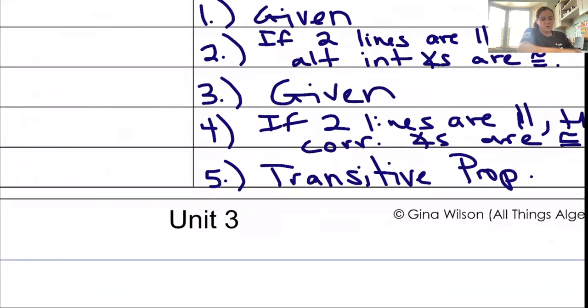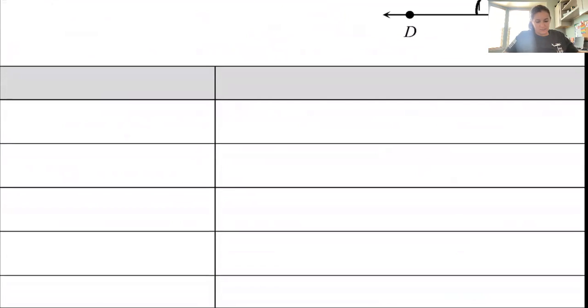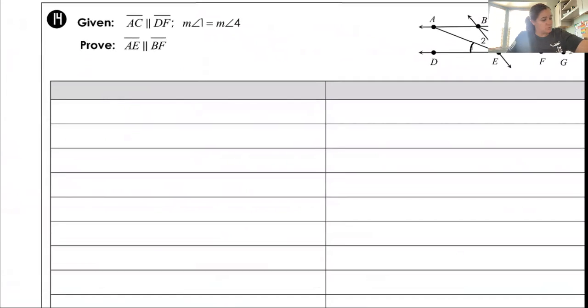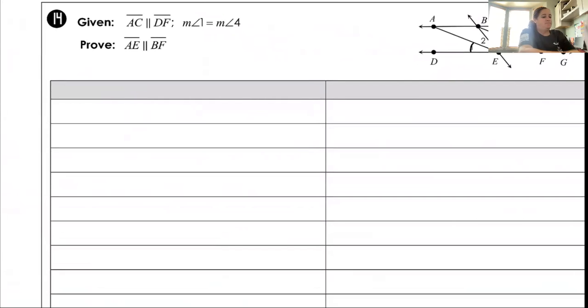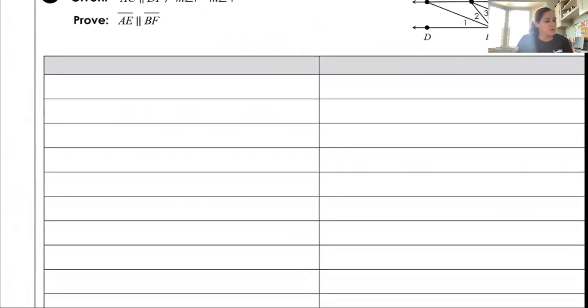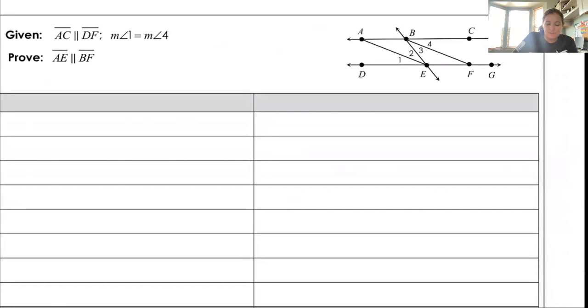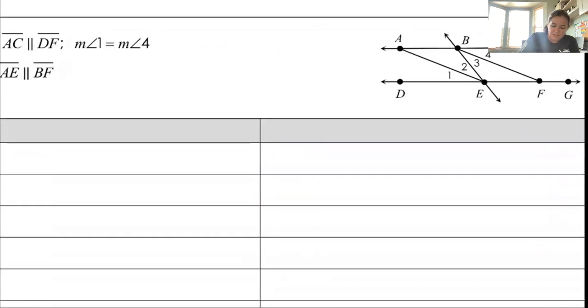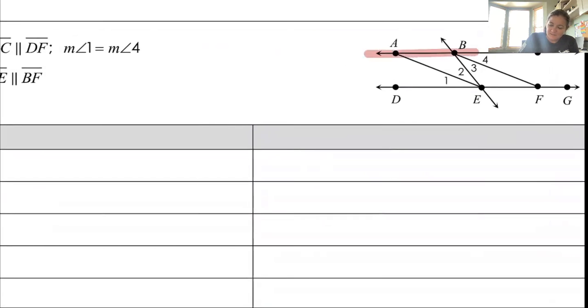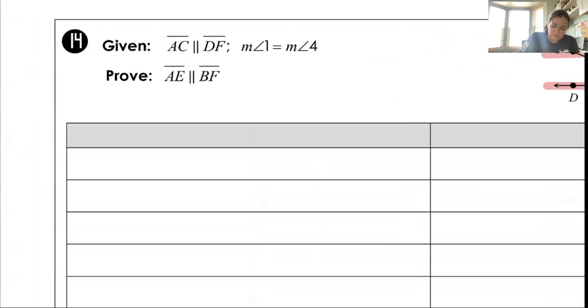All right, have more going on the next page. Let's see if we have any good ones. Oh, yeah, number 14 is a good one to go over. This one's got quite a number of steps. It has 11 steps. But let's first start with AC is parallel to DF. So step 1, AC parallel to DF.